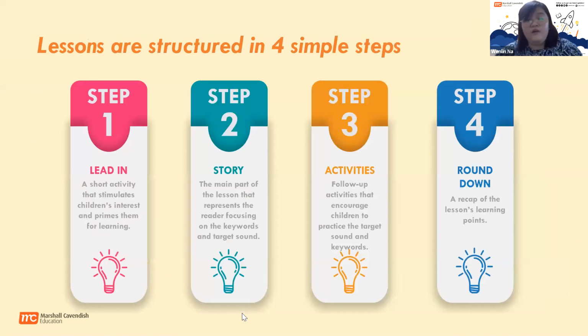All right, so all our lessons are structured in 4 simple steps. Step 1, where we look at a lead-in. So normally a short activity that stimulates the children's interest. Just like I mentioned, songs are a great way for lead-in. Then we have step 2, the story, which is the main part of the lesson. Over here, we have the before reading, during reading, and after reading. I will be using an example to show you later on. Step 3, activity. So we have follow-up activities that encourage children to practice the target sound for each book. And then for step 4, we have a roundup, basically a recap of what is learned.